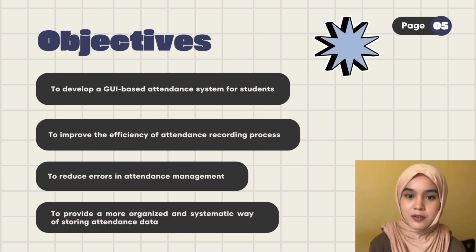Third, we want to reduce errors in attendance management. Automation helps minimize mistakes that often occur with manual entry. Finally, our system is designed to provide a more organized and systematic way of storing the attendance data. This makes it easier to retrieve records and maintain accuracy over time. Together, these objectives highlight our commitment to building a reliable and user-friendly solution.